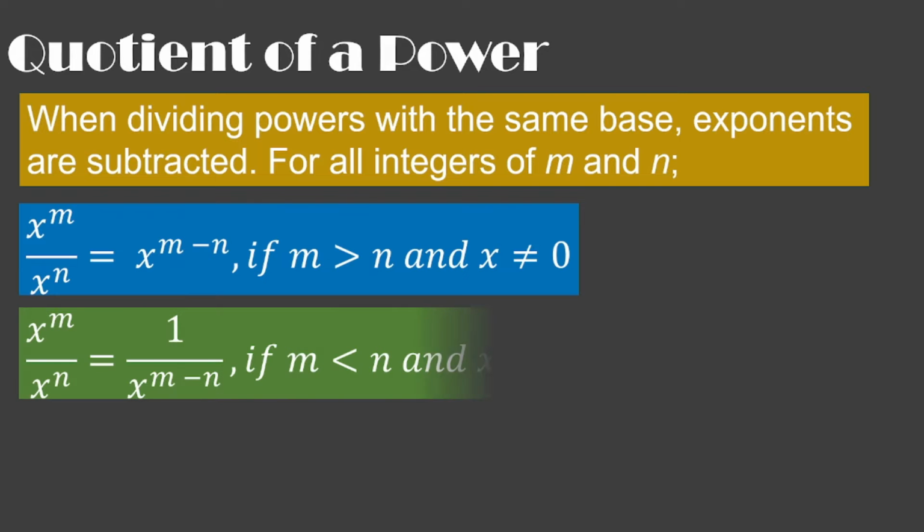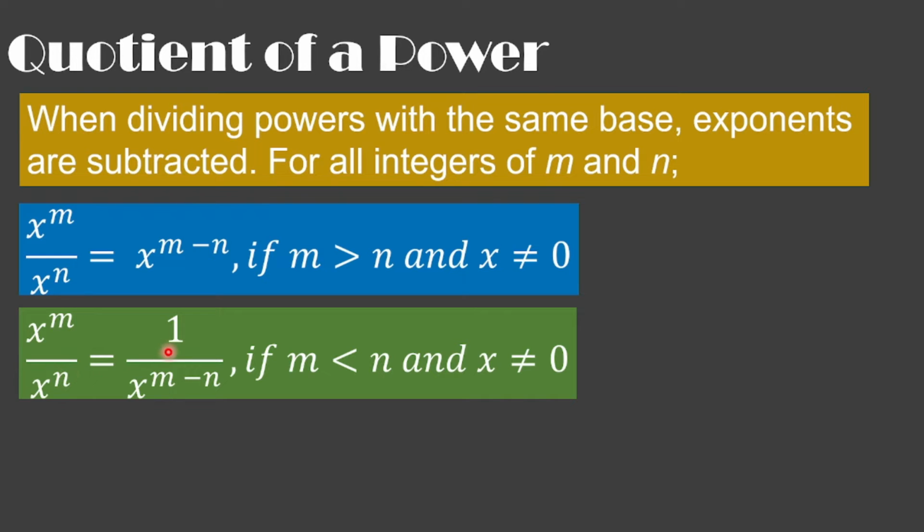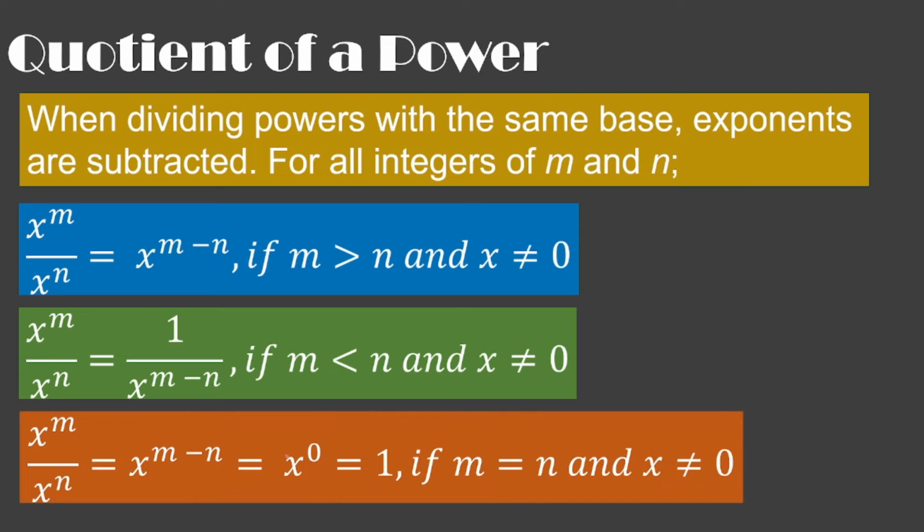But if m is less than n and x is not equal to 0, then that will give us 1 over x raised to n minus m. But if m and n are equal and x is not equal to 0, then that will give us x raised to m minus n. And since m and n are equal, that will give us 0. And any number raised to 0 is simply equal to 1.